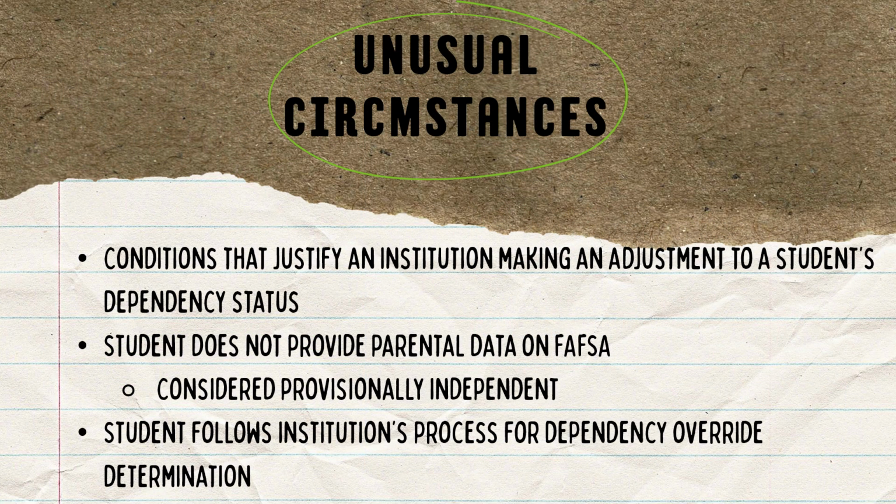Unusual circumstances. When students have unusual circumstances and supporting documentation, an adjustment can be made to their dependency status, typically called a dependency override. The student doesn't have to provide parental data on the FAFSA and is considered provisionally independent. An estimated SAI will still be calculated, but the student will follow the school's process for the dependency determination. If the school determines the student is not independent, the student will only be eligible for a direct unsubsidized loan or will need to provide parent information on the FAFSA.